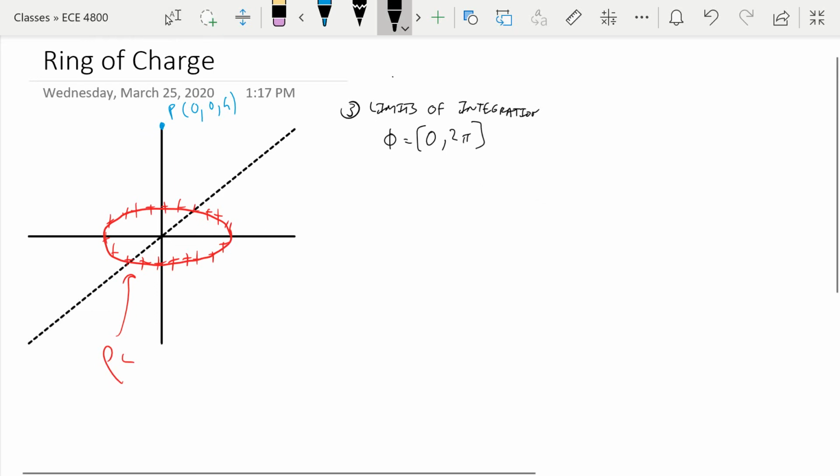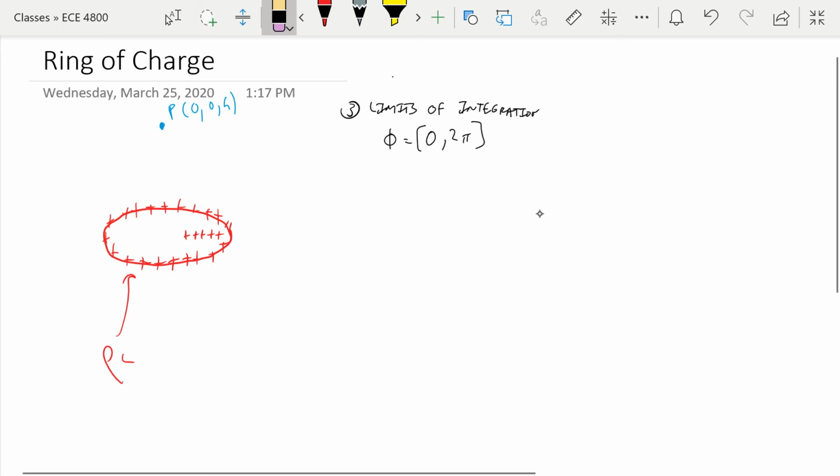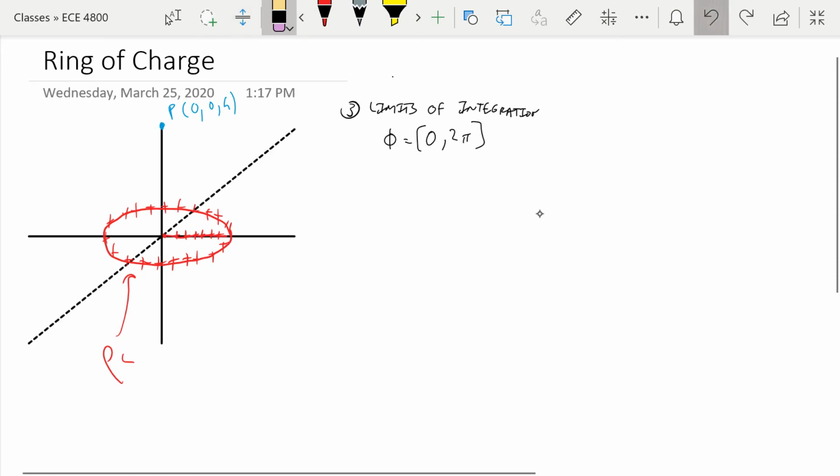If we were integrating a line of charge that happened to go from the origin out to some point r, in that case we would integrate r from 0 to b. But yes, exactly, that's right, Song. It's 0 to 2 pi because we're going around the circle. You got it. All right, we're integrating around the charge.